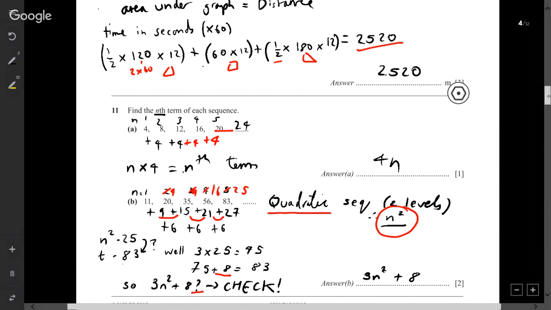Is that right? Well, let's check. Let's go back to our n squared term. So 1 squared is 1, times 3 is 3, plus 8 is 11. Okay, that works for 1, and so on. Check it, make sure it works, and there you go, have the answer.